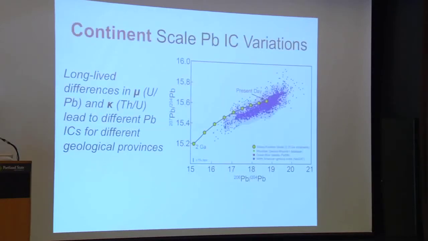So that leads to relatively large variations in lead isotope compositions. Long-lived differences in the time-integrated chemical compositions lead to different lead isotope compositions for different geological provinces. This is a compilation of lead isotope compositions of igneous rocks from around North America. This is a huge variation. This tiny little box here is 0.1% in either direction, and that's an easily resolved difference in isotopic compositions using modern techniques. So you can see all of this variability is very, very easily resolved.